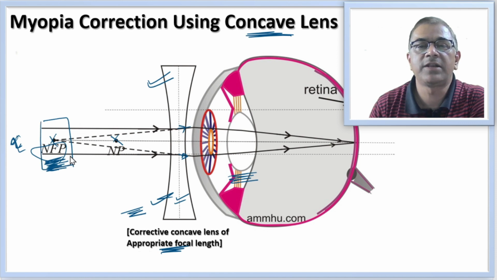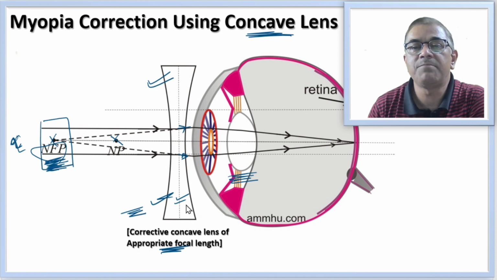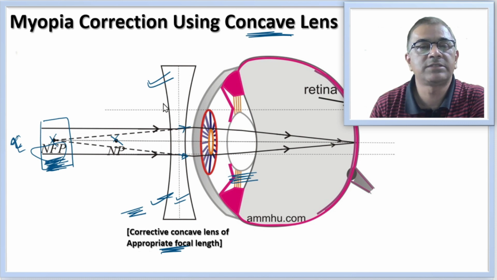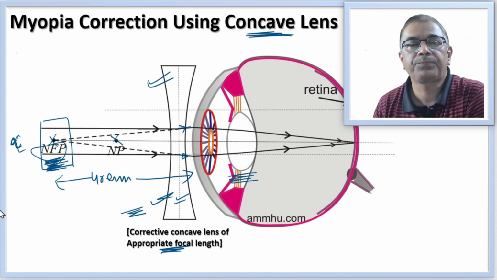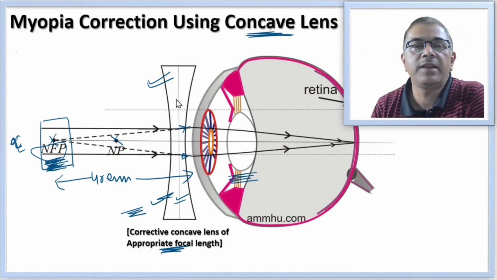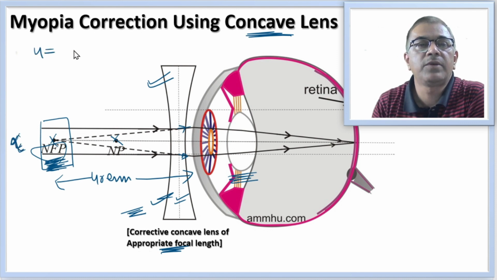Now let's try to calculate the power of this lens in my case. In my case, I have already shared that my new far point is 40 centimeter in front of the lens. Now you see what it is really doing. The object is at infinity, so u is equal to minus infinity centimeter, and it makes the image of this object at the new far point. So v is equal to minus 40 centimeter.